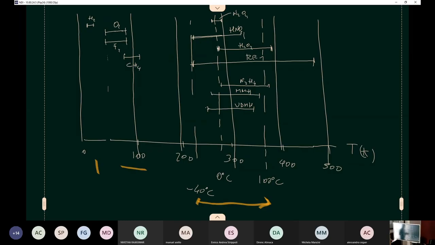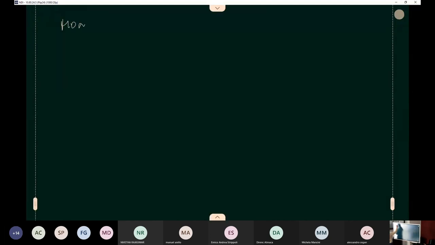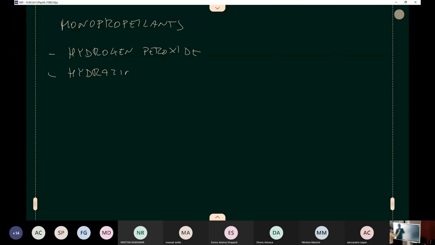So they are attractive because of simplicity, and among monopropellants we can mention the two most important ones that I already mentioned before. One is also an oxidizer, and this is hydrogen peroxide. And another one is hydrazine. For both, I mentioned that they have some issues related to stability, of course. But both, with proper attention, can be considered useful monopropellants.